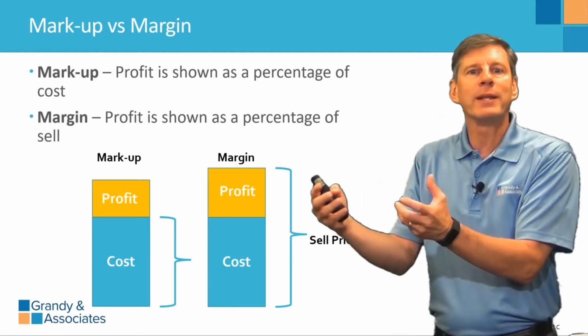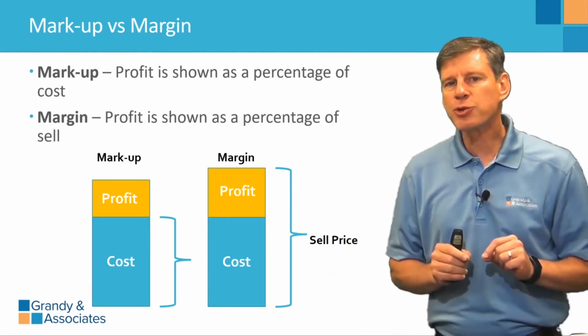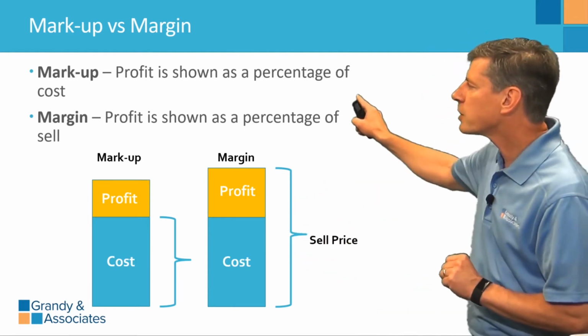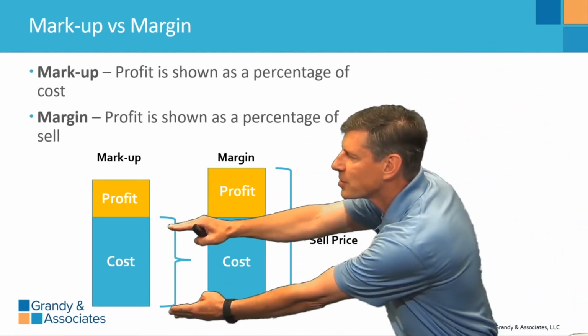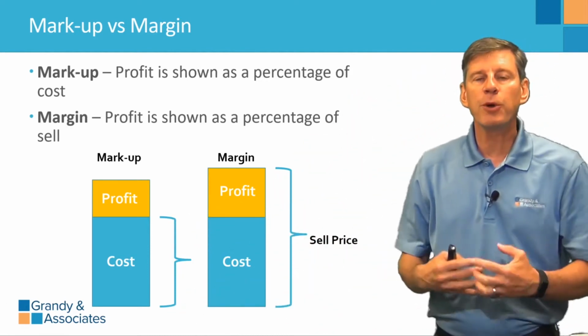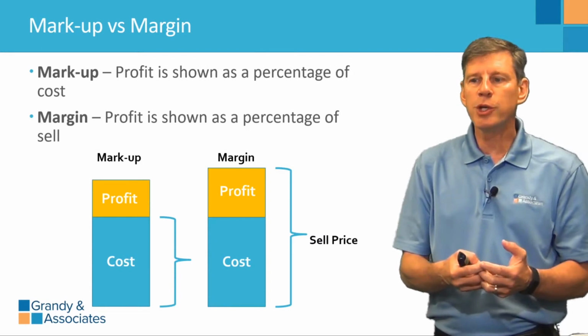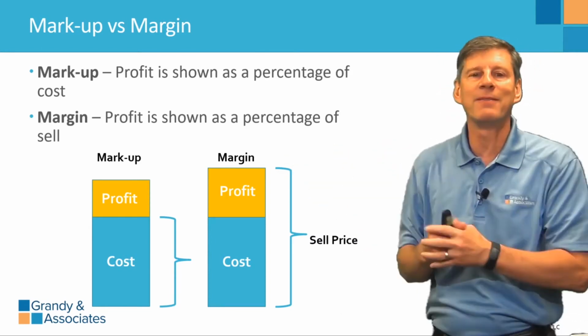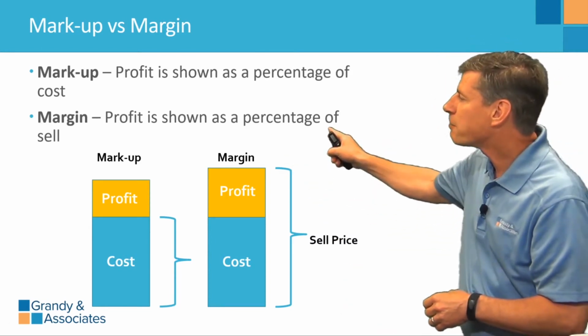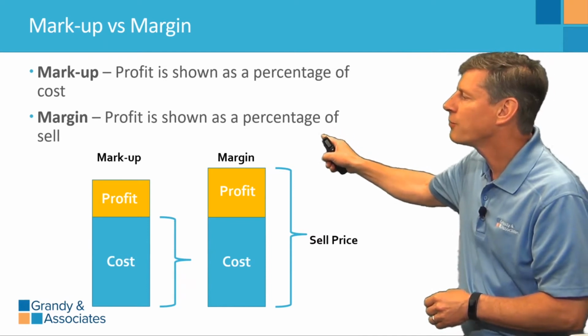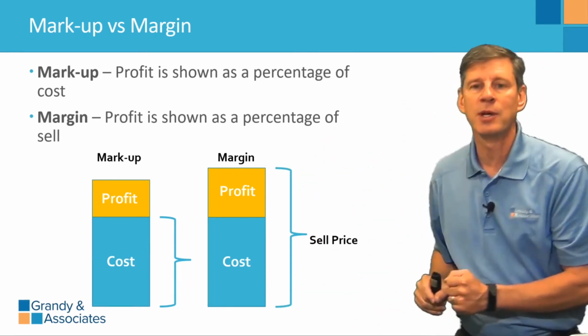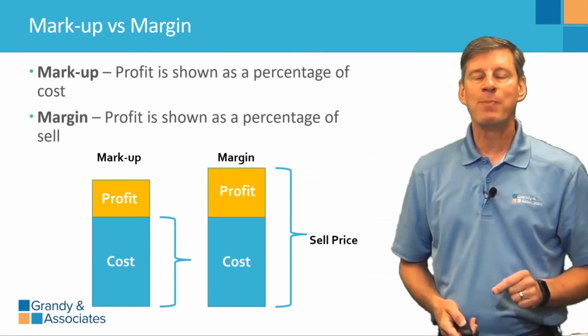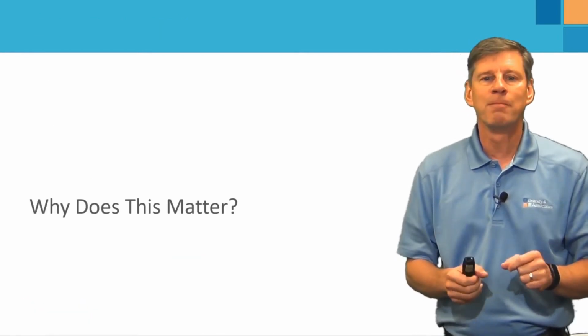Now, if you price your jobs using a markup, in other words, use a multiplier, cost times 1 point something, in that particular scenario, your profit is shown as a percentage of the cost in that job. If you're using margin, in other words, you use cost divided by a divisor, then at that point, the profit is shown as a percentage of your total sell price. It makes a difference, and you need to understand that difference.